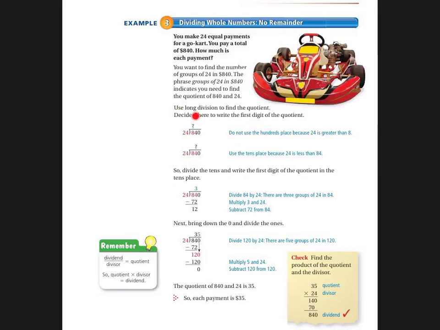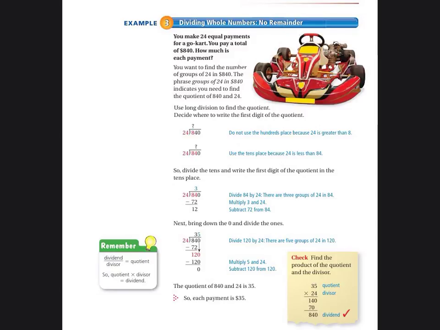Decide where to write the first digit of the quotient. So where these little question marks are, can I write the digit over the hundreds place or over the tens place? Well, 24 does not go into 8, so obviously I can't put my first digit in the hundreds place. That just means that 24 will not go into 840 over 100 times. But when we look at 24 and 84, 24 will fit into 84 a few times. So our first digit is going to go into the tens place.